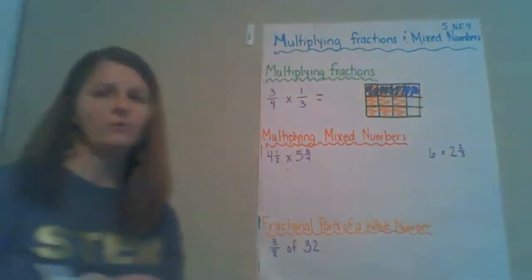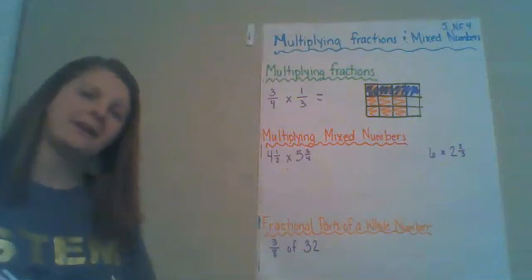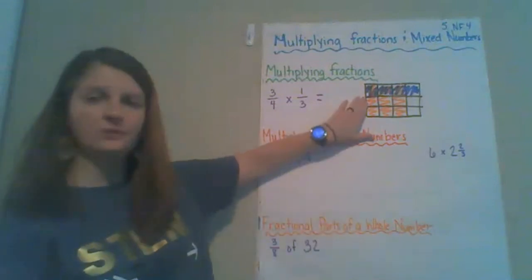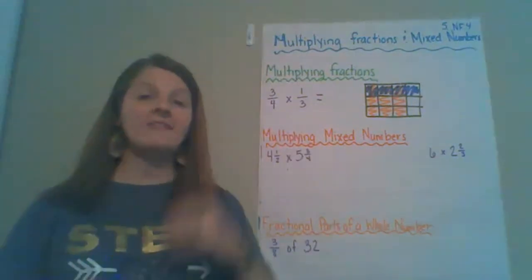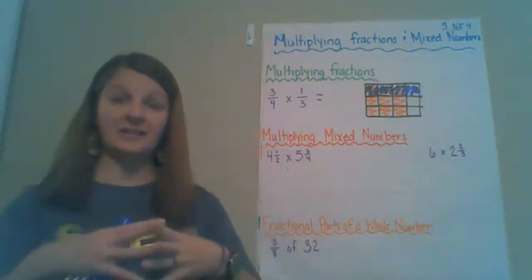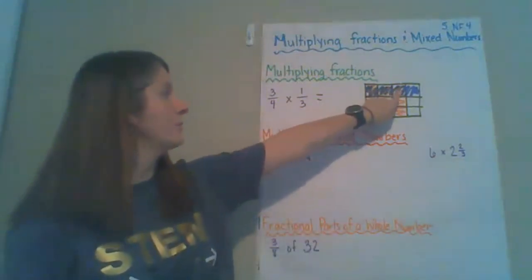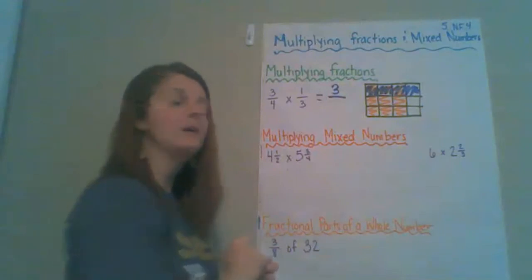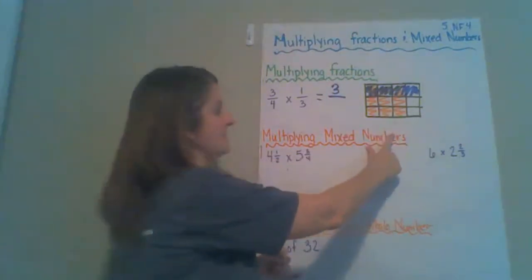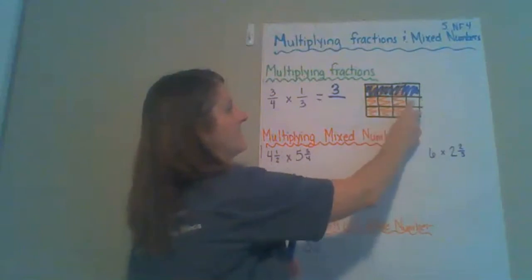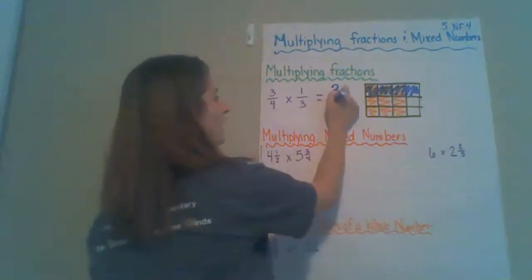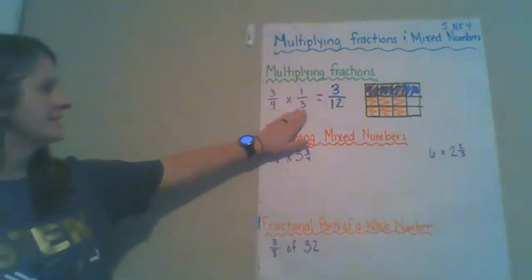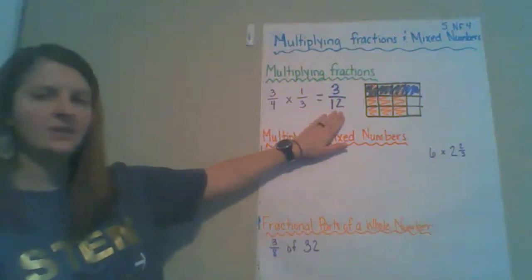And if you remember, what we did to find our product or our answer to our multiplication problem was that we looked at where the colors overlap. So I used orange and blue. So I'm looking for where I have both orange and blue colored in the same square. So I have 1, 2, 3 that have orange and blue. And my whole is partitioned into 1, 2, 3, 4, 5, 6, 7, 8, 9, 10, 11, 12 equal parts. So the product of 3/4 times 1/3 is 3/12.